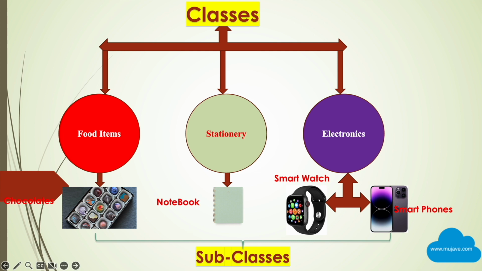We can also create subclasses for the parent class. Here you can see we have the classes such as food items, stationery and electronics. And under the food item class we can create further subclasses. We can create n number of subclasses. Here we can create a subclass like chocolates, soft drinks and so on under the food item class. Likewise, under the stationery class we can create a subclass like notebook, pen and pencil and so on. Likewise, under electronics we can create subclasses such as smartwatch, smartphone, smart TV and so on.